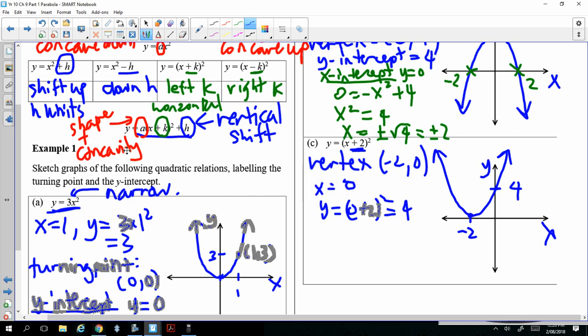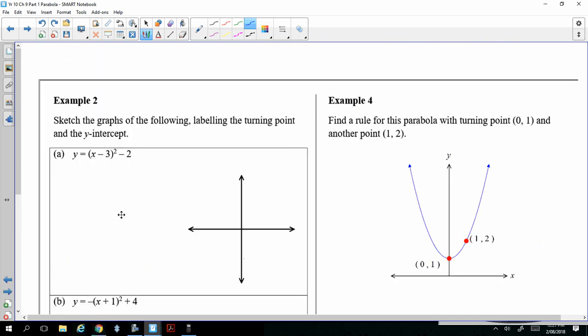Sketch the following graphs, labeling the turning point and the y-intercept. Have a try. Alright, next page. One more page to go. Okay, let's move on. Alright, next page. So things get a little bit harder where you have to do true transformation, both vertical and horizontal. Let's look at this.